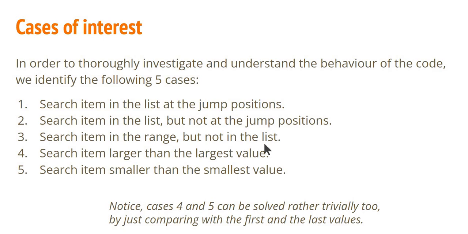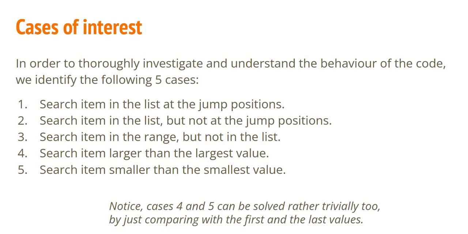You know, 4 and 5 are actually kind of a little bit trivial in some sense, but anyway, it's interesting to think about them and see how our algorithm takes care of them. Fourth case is really search item is larger than the largest value. So search item is beyond, let's say, the largest value. And clearly we won't find it, although we'll scan the entire list looking for it.